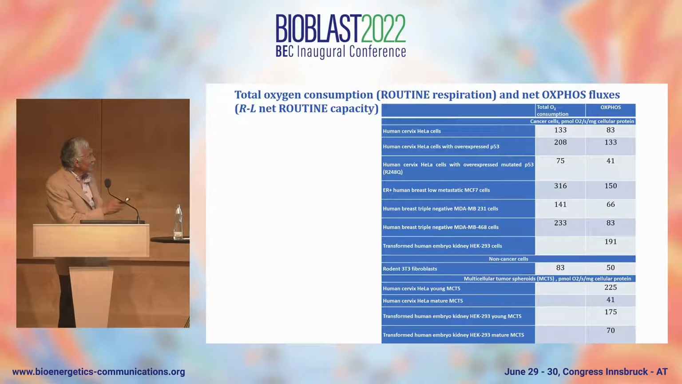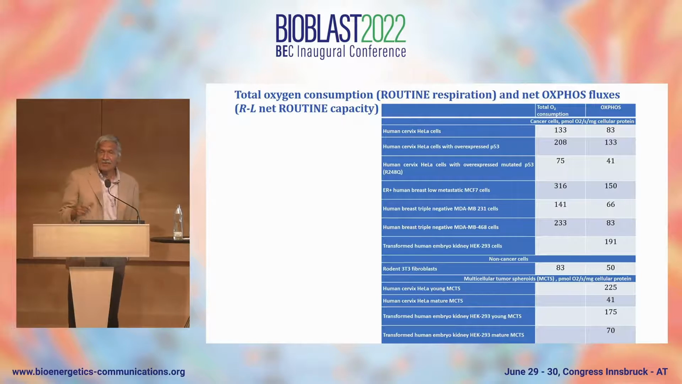We then measure, in the different cancer cell lines, all three: HeLa wild type, HeLa with wild type P53 overexpressed, and the mutated one, oxygen consumption. The routine respiration also has to be corrected, particularly for cancer cells.